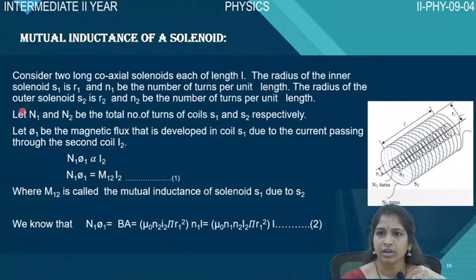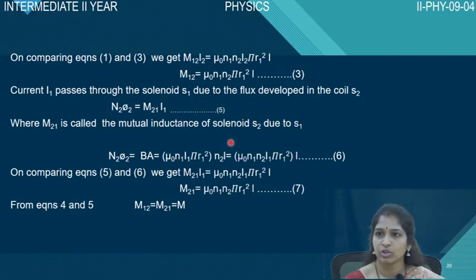So here we have considered current passing through the second solenoid. Due to that, flux is developed in the first solenoid. But now, mutual induction. What am I taking? Current is passing through the first solenoid, and flux is developed in the second solenoid. So now, what is the flux that is developed in the second solenoid? We have to find out.